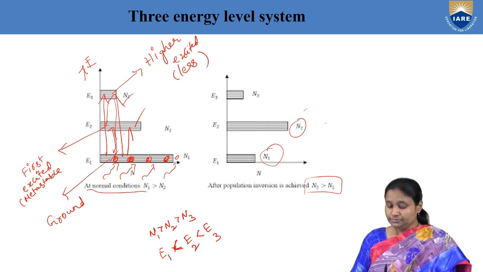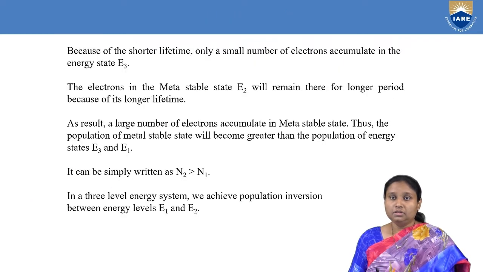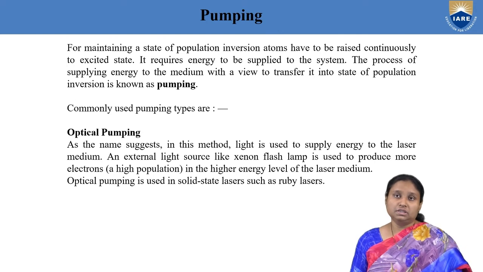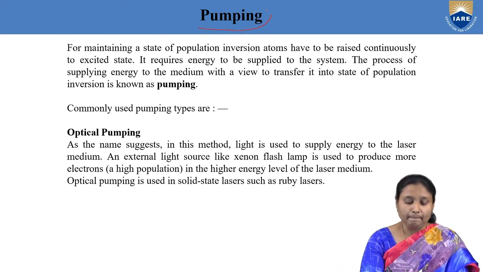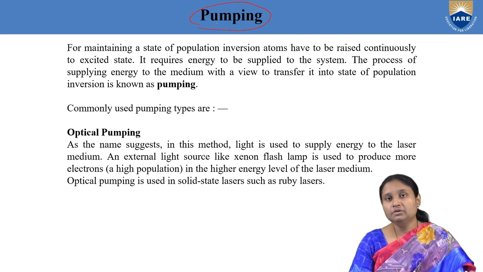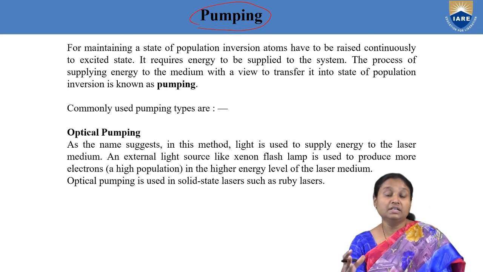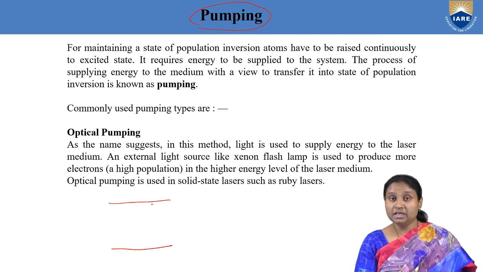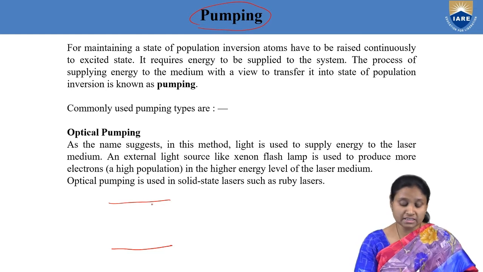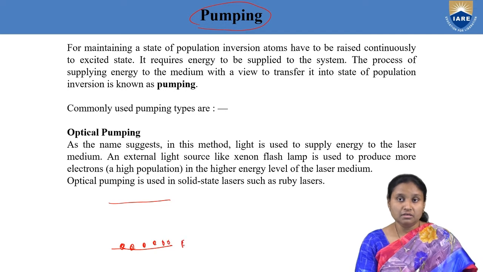Moving further, now we'll talk about one more process involved in laser emission: pumping. We know that in order to achieve this condition of population inversion, we need to supply energy. Generally, we know that under normal condition, when we are not supplying any energy, the population of the ground state will be greater than the higher state.